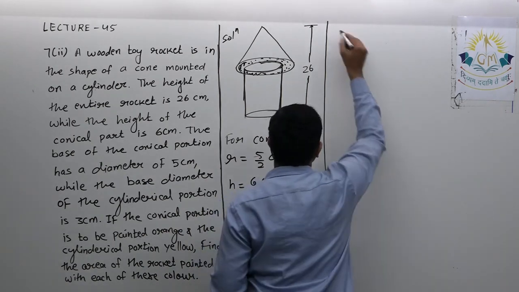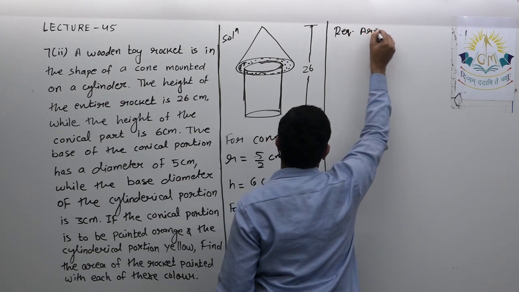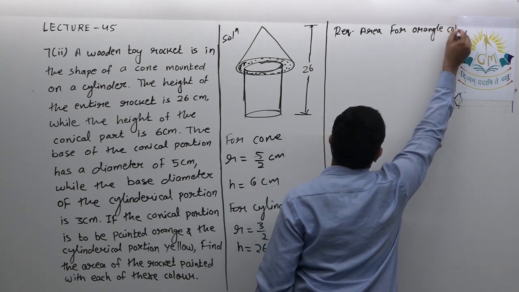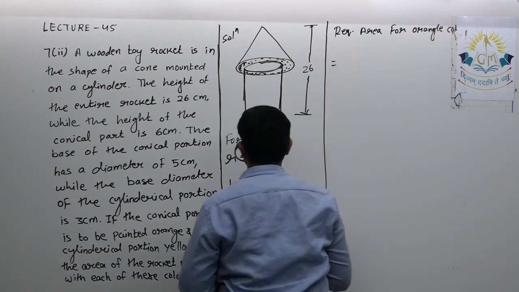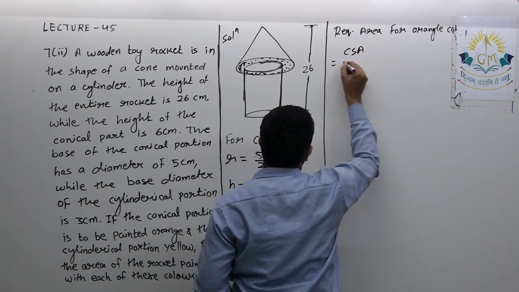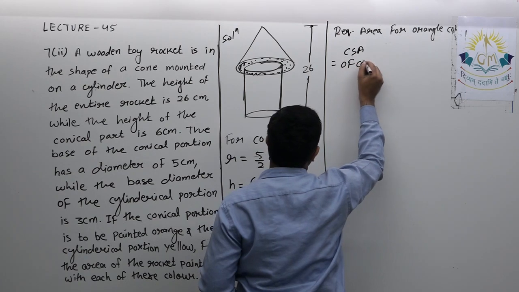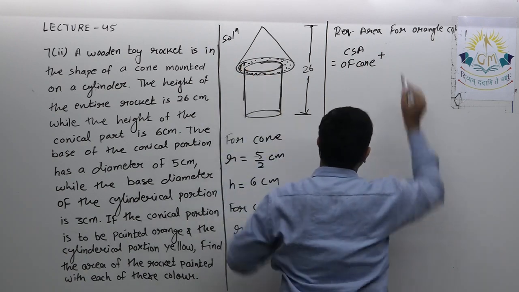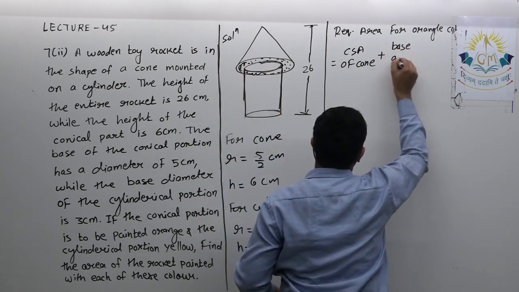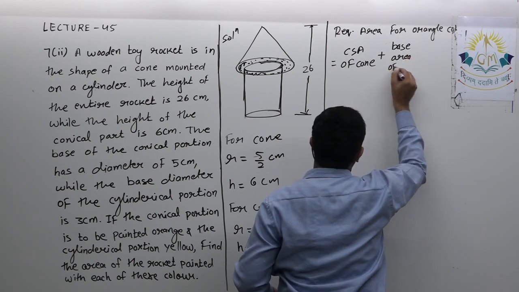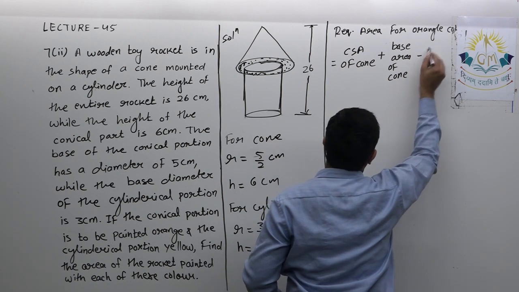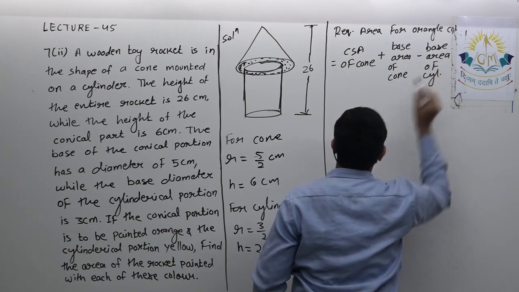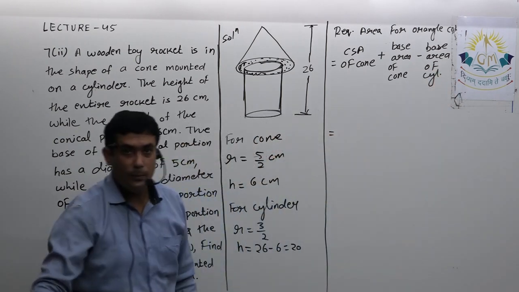Required area for orange color is equal to CSA of cone plus base area of cone minus base area of cylinder. Now CSA of cone is pi RL.